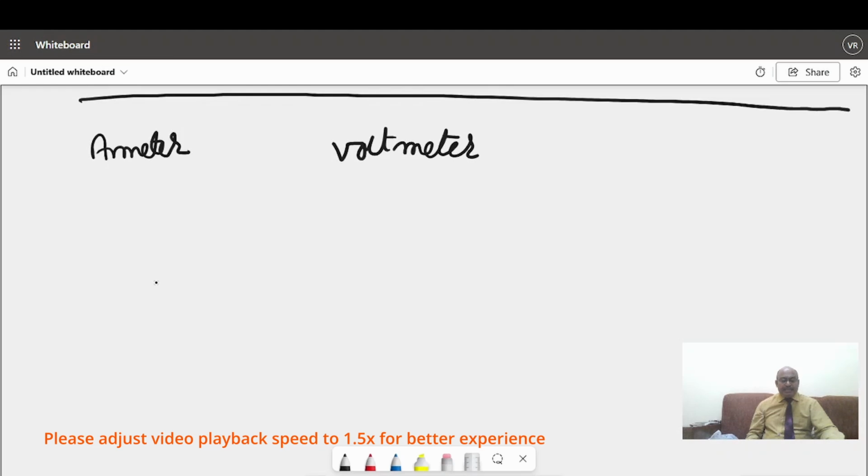Ammeter: an instrument designed to read the current through elements in series with the meter. So the ammeter should always be connected in series to the load. Voltmeter: an instrument designed to read the voltage across an element or between any two points in the network. So the voltmeter is always connected in parallel to the load. Ammeter is always connected in series to the load. These two points we have to remember.